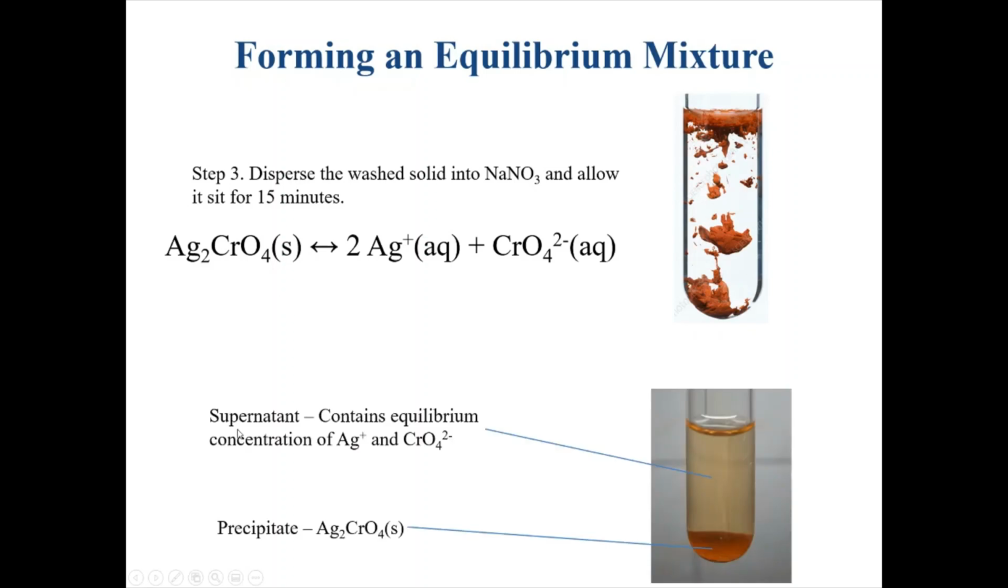So when this process is done, we're going to have two things. We're going to have a precipitate of silver chromate at the bottom, and then we're going to have a supernatant, which contains the equilibrium concentration of silver plus and chromate ion in solution. Now this picture is probably a little exaggerated. The solution would not look this dark, but it would have a very, very faint yellow tint, which is the chromate ion that's absorbing light. So the supernatant is what's going to contain the equilibrium concentrations, and this is what we're going to use to measure that chromate concentration.